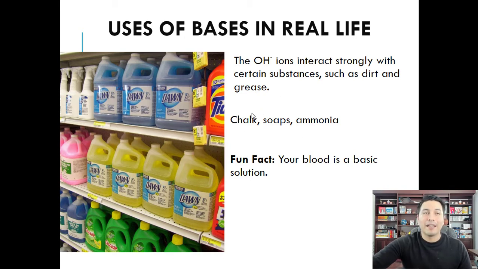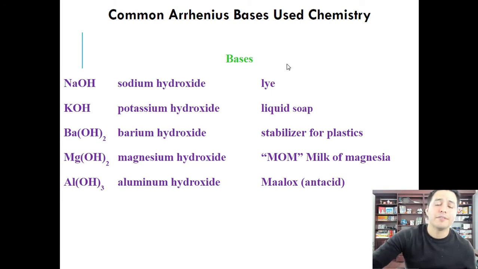Your blood itself is a basic solution, which just means that you are probably going to be above 7. To be more precise, blood usually has a pH around 7.2 to 7.4. So here are some common Arrhenius bases used in chemistry.